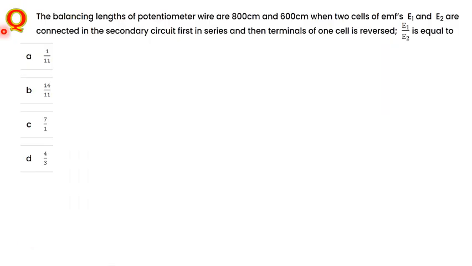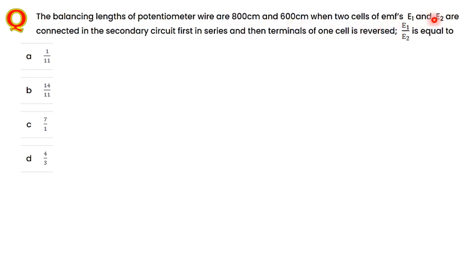Next question on a potentiometer. This one here is the balancing length of the potentiometer wire. The balancing lengths: the first one is 800 centimeter and the second one is 600 centimeter. That means it is a 10-meter wire that will be there. In that one, first balancing length here is 800 centimeter, second one is 600 centimeter.